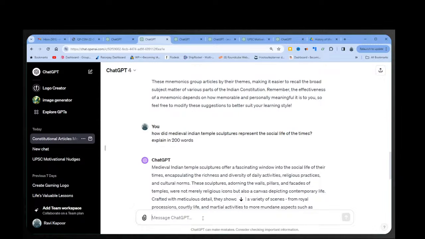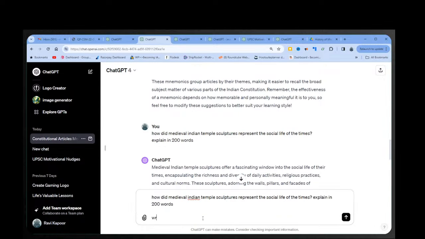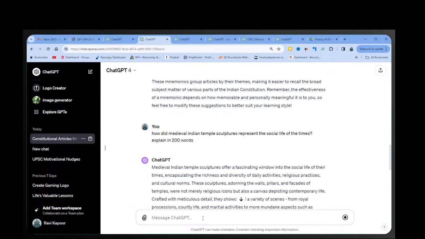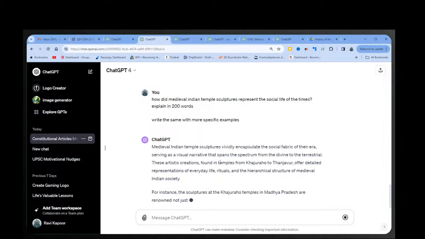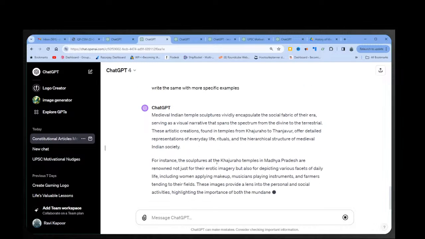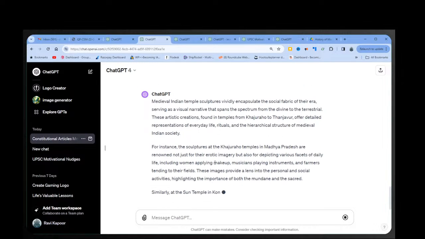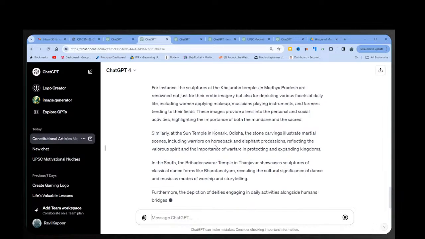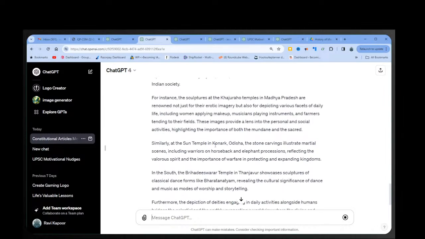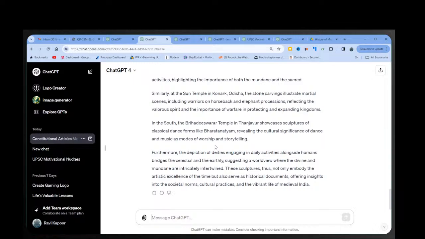Let me ask it to write the same with more examples. With more specific examples. I think अभी भी, जो भी इसने आंसर लिखा है, it is a better answer than most people will be able to write. But now the one it is outputting, this is the clincher. अगर ऐसे या इसके आसपास भी कोई कुछ लिख के आ रहा है एग्जाम में, very very high marks relative to other people will be awarded.